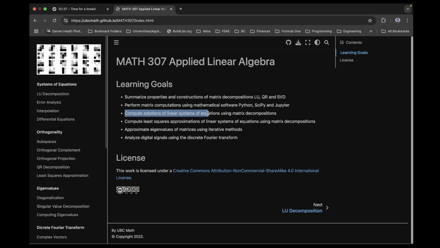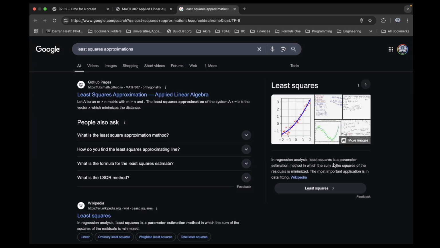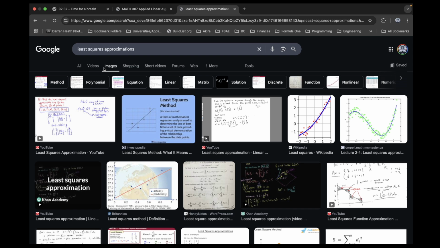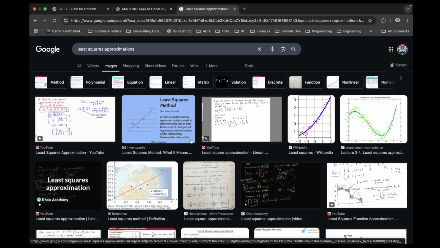Okay, so solutions of linear systems of equations, least squares approximations of linear systems of equations. What does this mean? Oh, wait. Oh, it's linear regression. Okay.